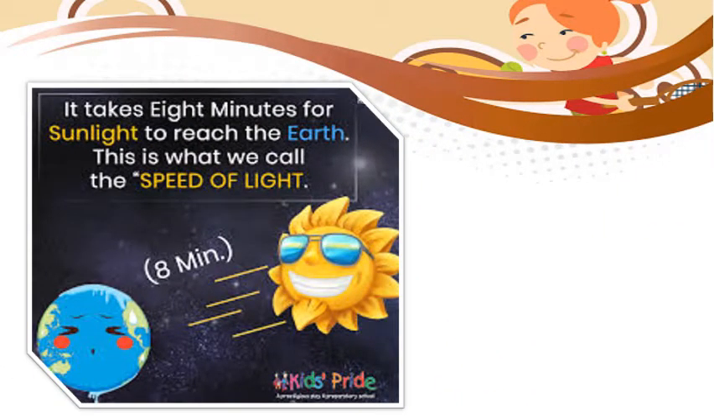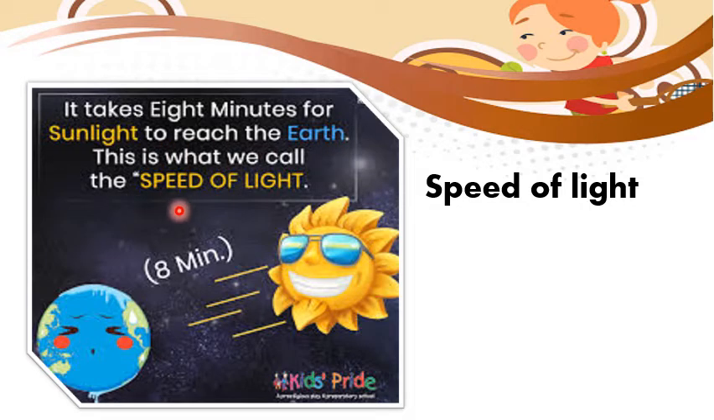Now the next thing that we are going to learn is speed of light. In this picture, it is written that it takes 8 minutes for sunlight to reach the earth. This is what we call the speed of light. How much time does the light take to reach the earth? Only 8 minutes.